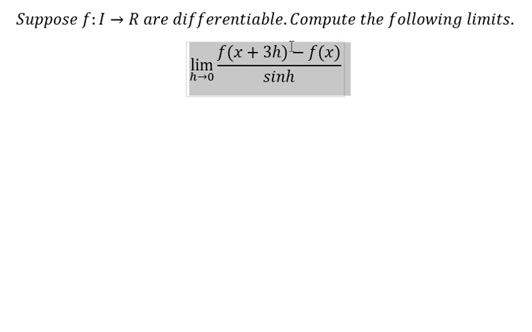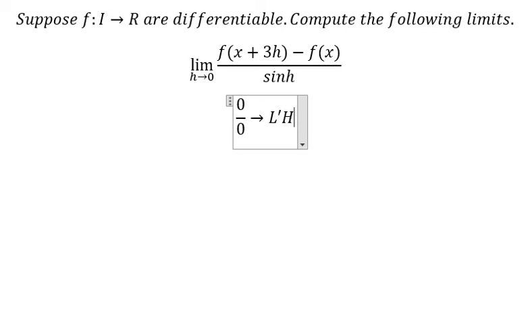We know that this one is differentiable. So if I put h approaching number 0 here, we have f of x minus f of x, you get about 0. Sine of 0, you get about 0. That means we have 0 over 0. So we can use L'Hospital's rule.